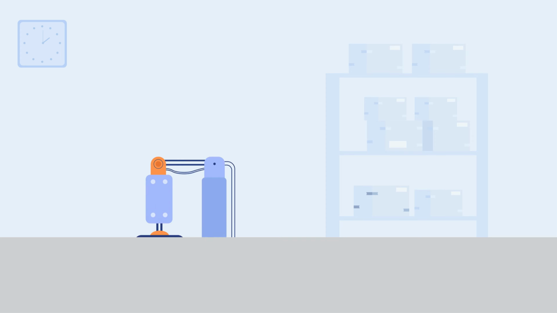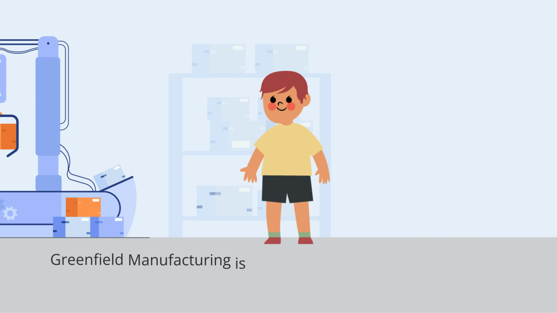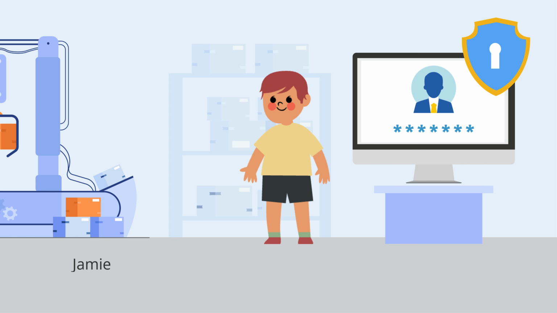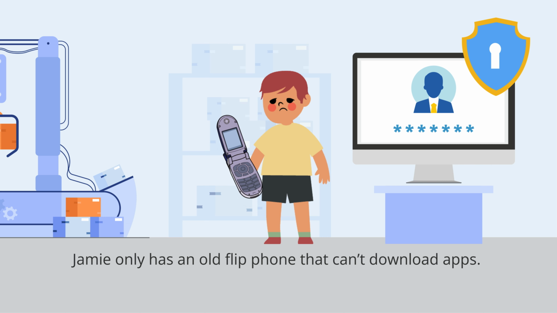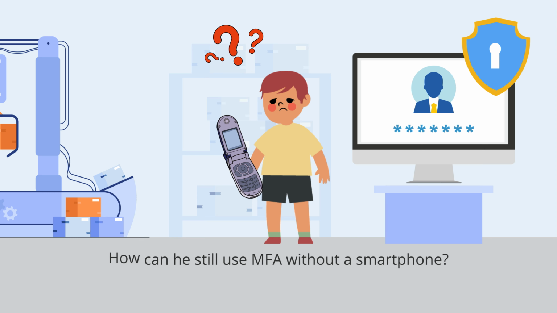Today's scenario involves Jamie, a worker at Greenfield Manufacturing. The company is introducing MFA to meet a supplier's security requirement. Everything's in place, except Jamie only has an old flip phone that can't download apps. How can he still use MFA without a smartphone?